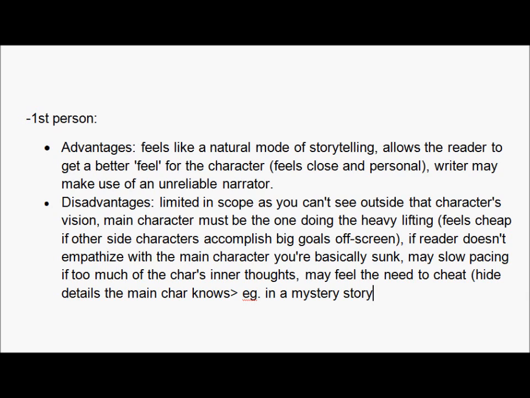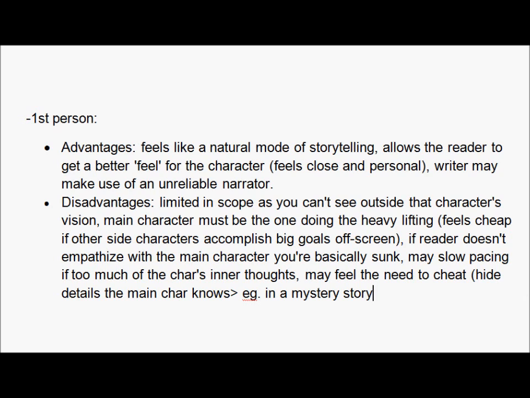If you have a huge obstacle and your main character asks some secondary character, gives them money and says, "Oh, can you go do this for me?" and they come back a chapter later and say, "Oh yeah, I got it done," then it feels like nothing happened. The main character needs to be the one doing the heavy lifting.